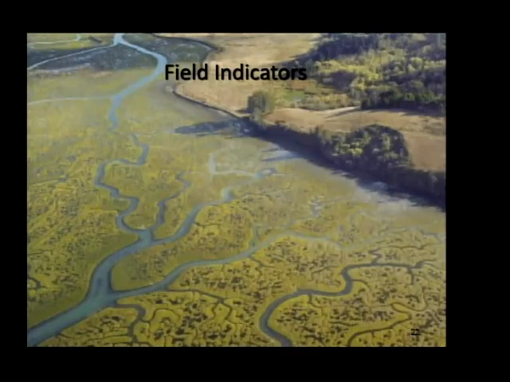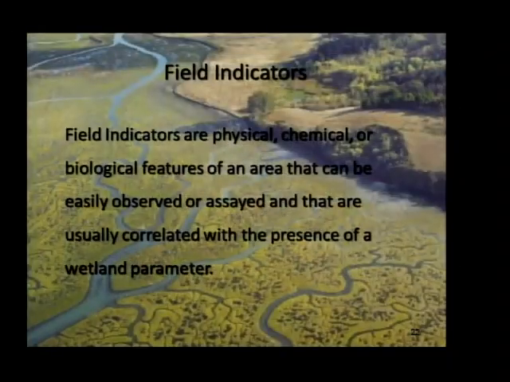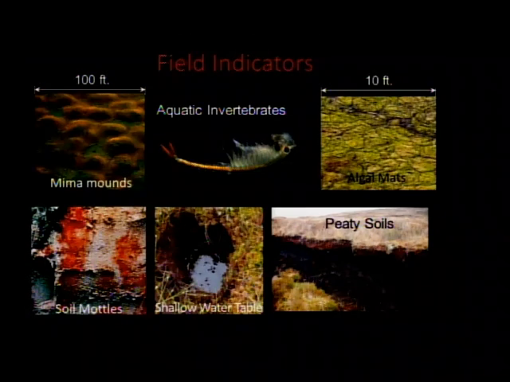Another term I want you to remember is indicators. These are the environmental or landscape features observed in the field. Successfully identifying wetland parameters in nature relies on the use of field indicators. Field indicators are physical, chemical, or biological features of an area that can be easily observed or assayed. Wetland field indicators provide the basis for inferring the presence of wetland parameters and are the essential tools of the wetland delineator. On this slide are some examples of field indicators, which I will explain in more depth as I go along.